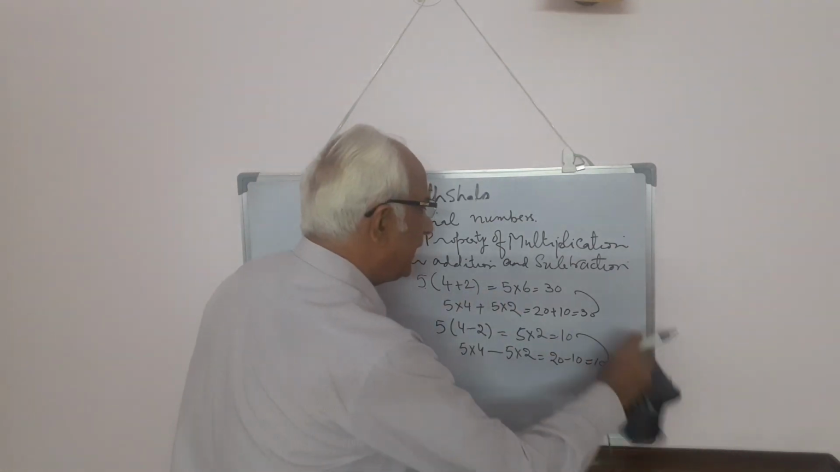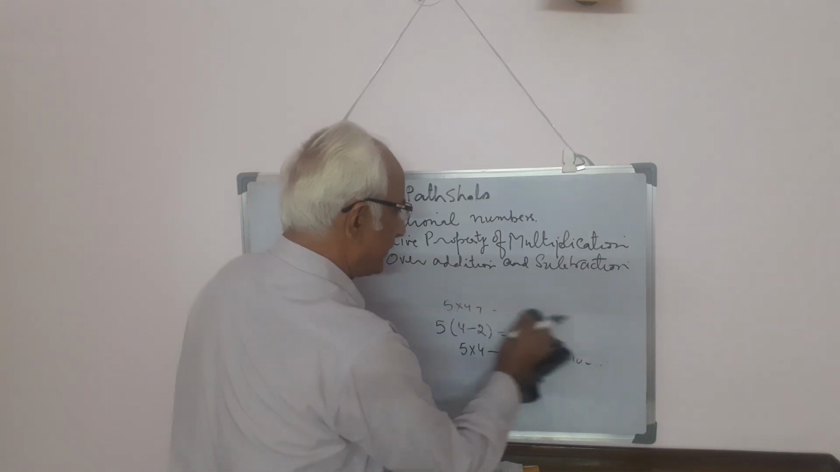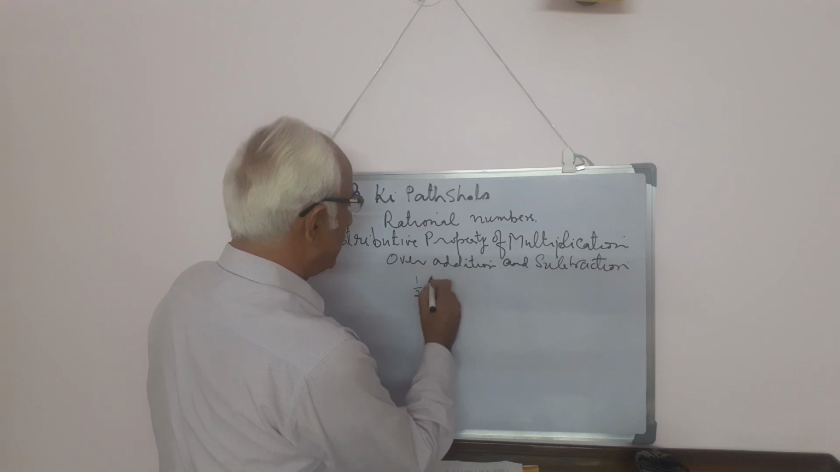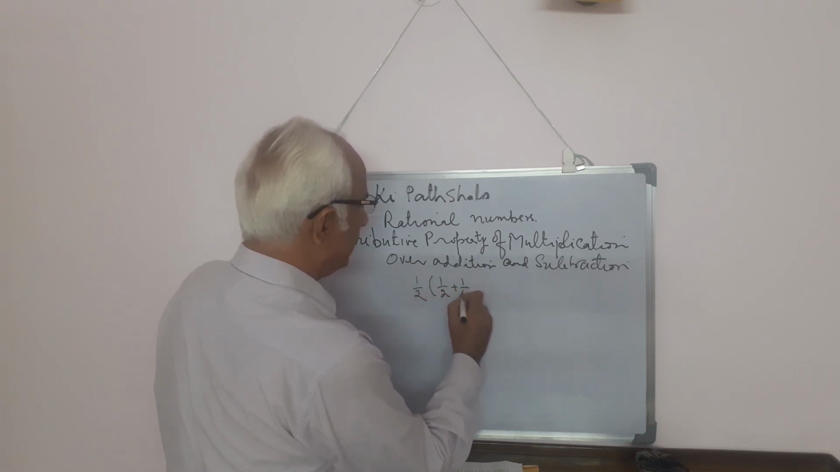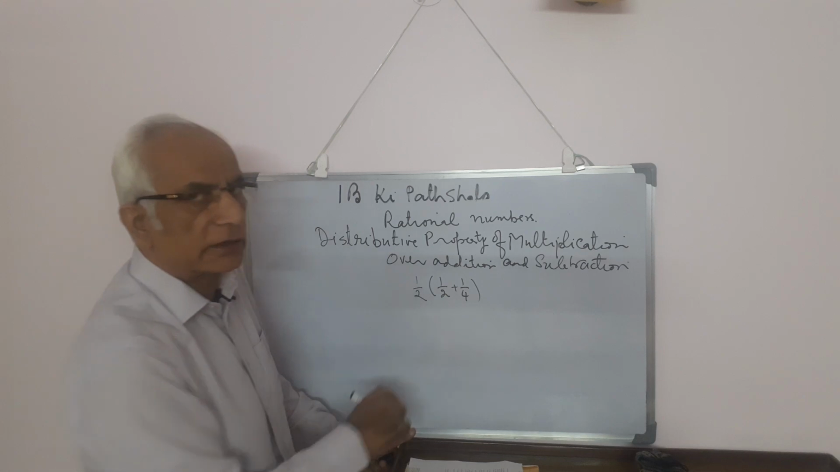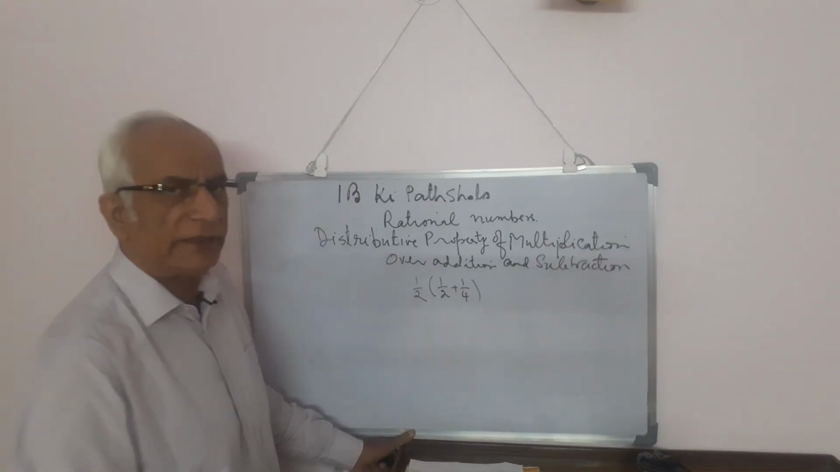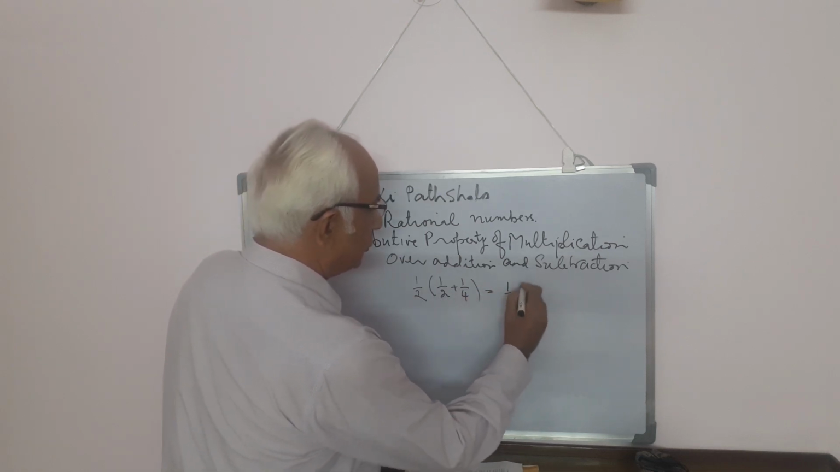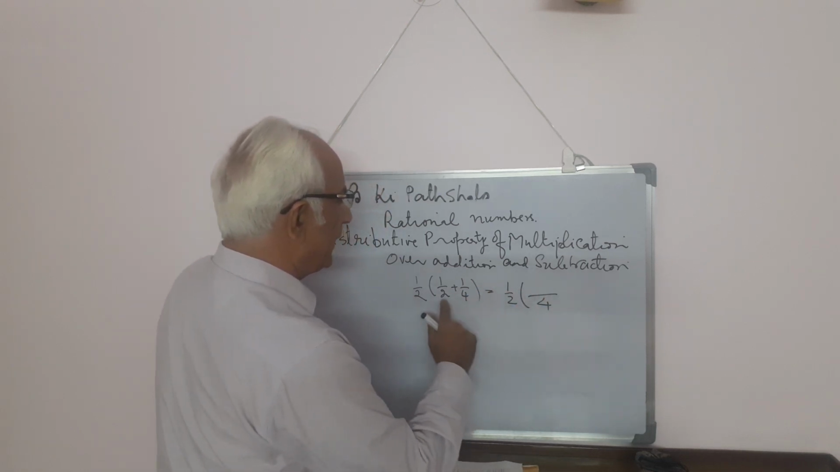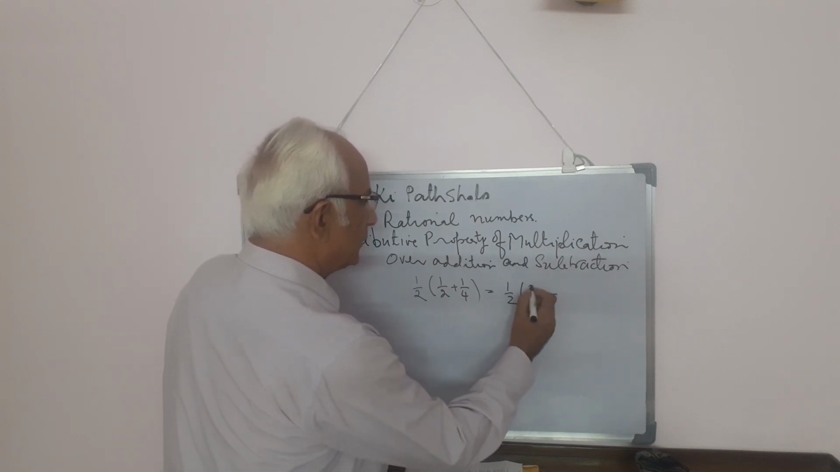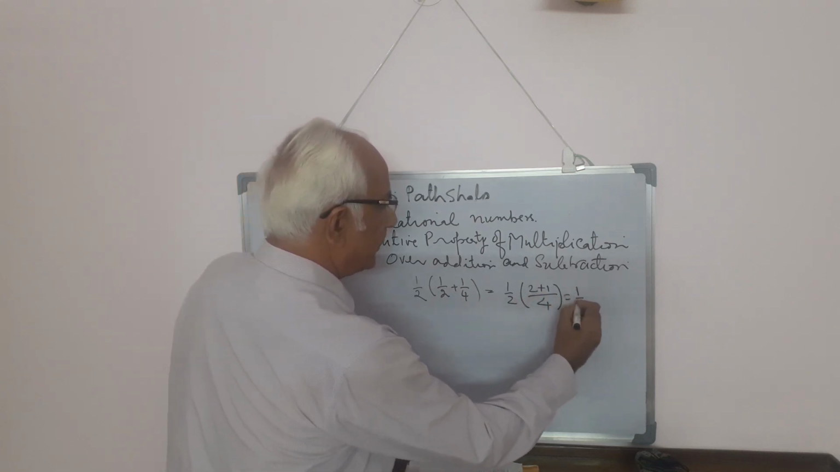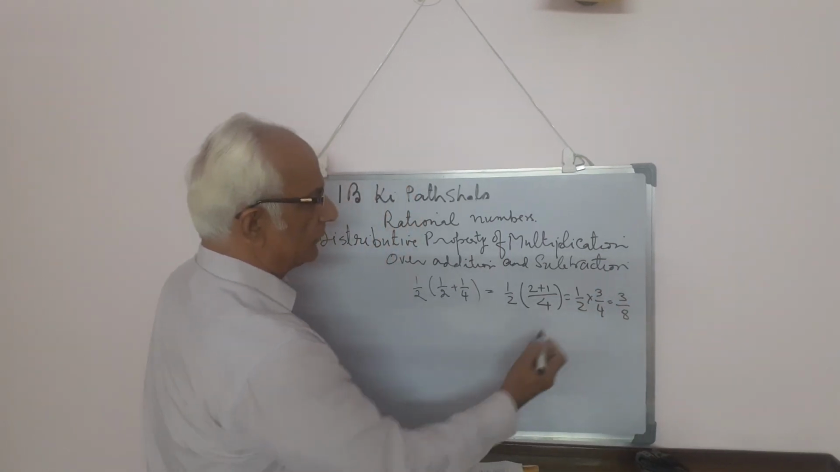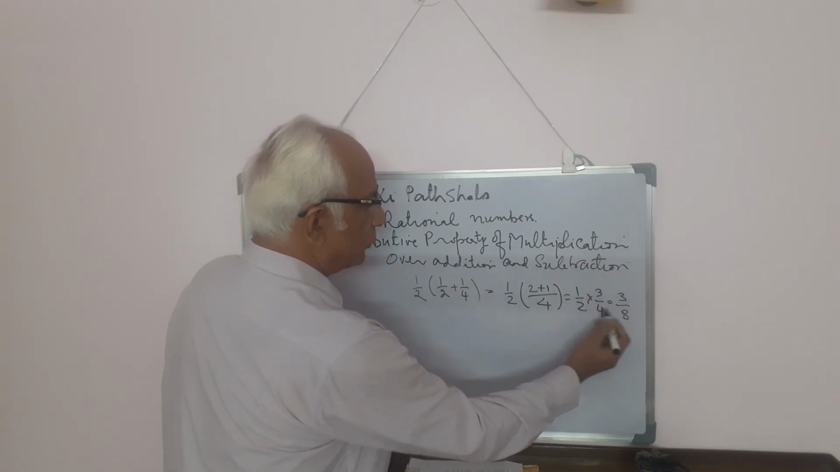So now we'll try it for rational numbers. For example, 1 upon 2 is to be multiplied by 1 upon 2 plus 1 upon 4. These two rational numbers are to be added and multiplied by this rational number. So we can do it in two ways. We can first add them. When we add them, the LCM will be 4. 2 plus 1 is 3, so 1 upon 2 into 3 upon 4 is 3 upon 8. 3 into 1 is 3, 2 into 4 is 8.